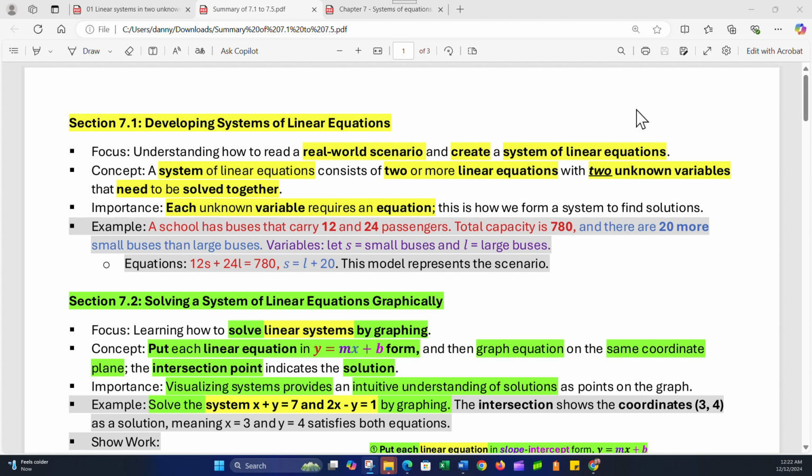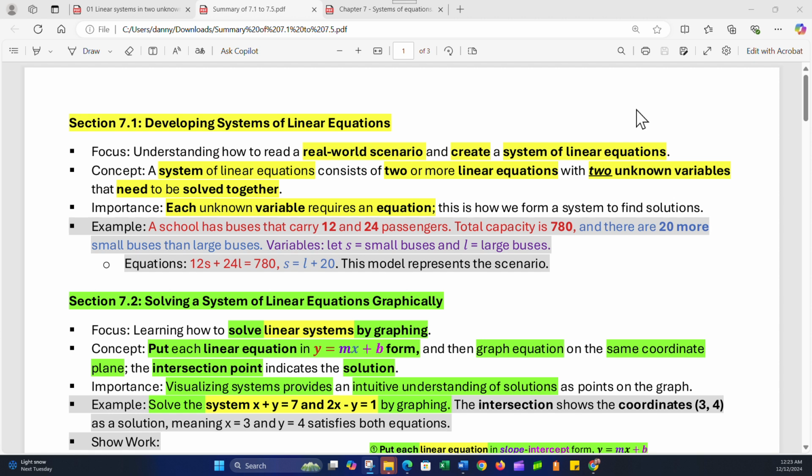Here's an example. A school has buses that carry 12 and 24 passengers, and there's a total capacity of 780. Out of this company's buses, they can have a total capacity on all their buses of 780. And there are 20 more small buses than large buses. So we're going to let S be small buses and L be large buses. Those are the variables we choose. We could have just chosen X and Y as normal, or anything. Variables are just whatever you choose, representing an unknown value.